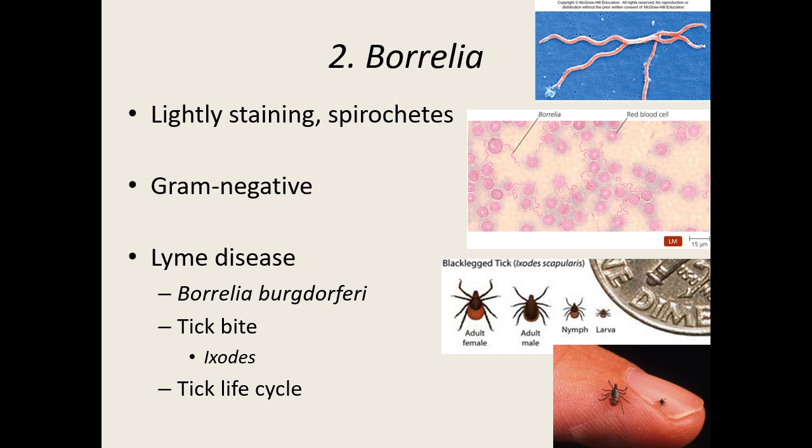The next group of the spirochetes is Borrelia. They're lightly staining spirochetes, so they're super, super skinny, but they have kind of that little swirl to them.